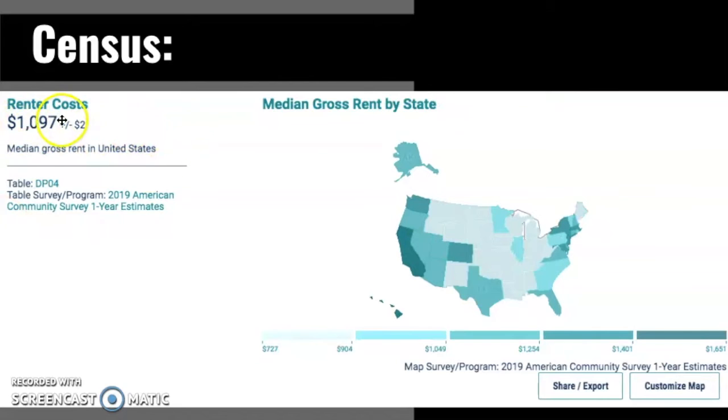Here's the median gross rent. Not too high. I would say you can find this around our area. I think around Shamokin it might be something like 500 to 800. But let's say you go to Danville or you go to Lewisburg, other places could be 1,000 or more.